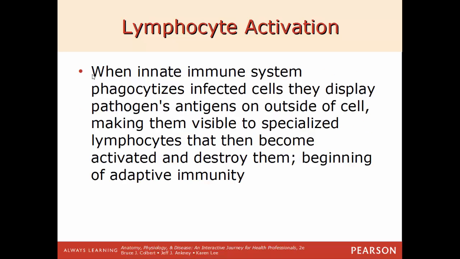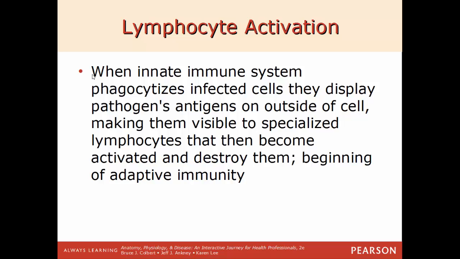The innate immune system phagocytizes infected cells. They will display a part of that pathogen on their surface, and this makes them visible to very specialized lymphocytes. This is needed to activate those lymphocytes, and it's the beginning of the adaptive immunity. These are called antigen-presenting cells.